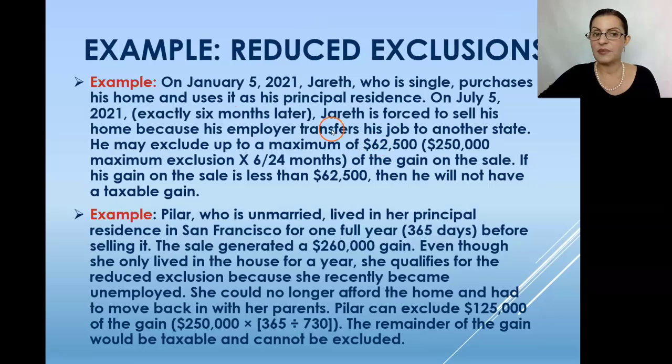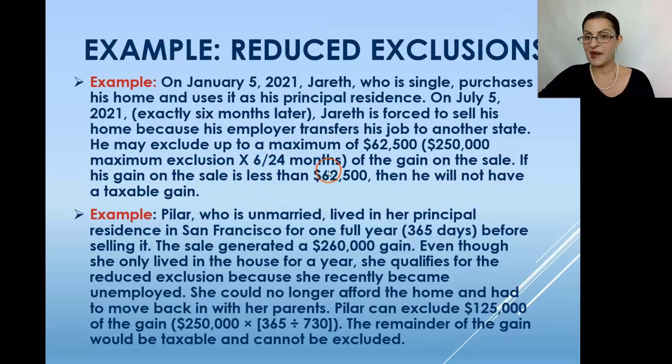That's the maximum based on the number of months that he actually did live in the home and own it. If his gain on the sale is less than $62,500, then he will not have a taxable gain. Okay? And in this case, whenever you have a reduced exclusion, you always want to report it. Because most of the time, when the taxpayer doesn't actually live in the home and own the home for 2 years, then the escrow company or the title company is always going to send a 1099-S. So the taxpayer will get an under-reported notice if this isn't reported correctly on the tax return. Even though I know the IRS says that if you can exclude the gain, you don't have to report it, just save yourself the headache and put it on the tax return.